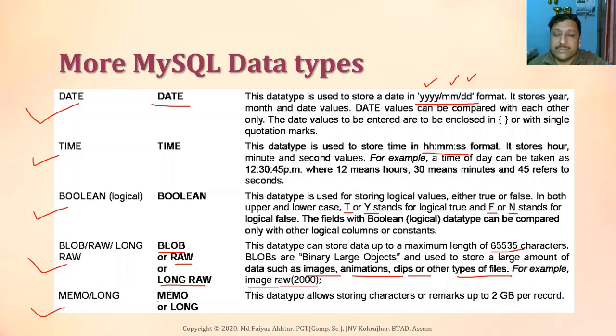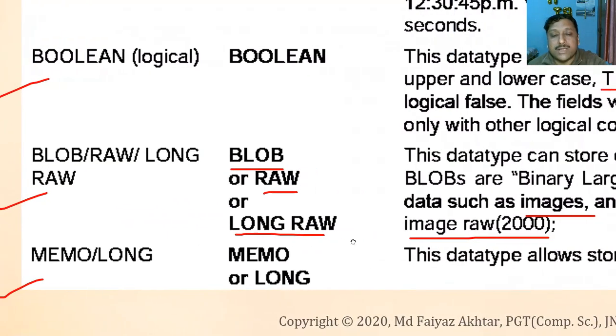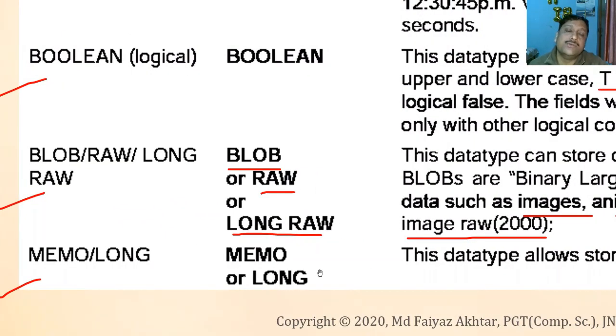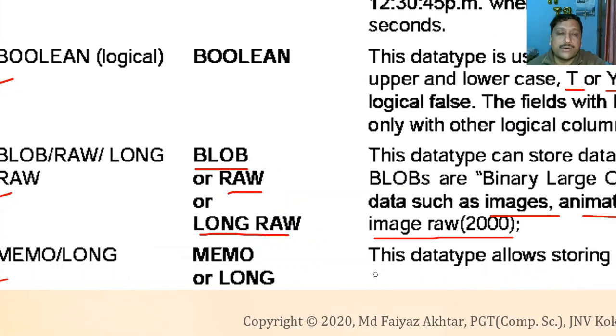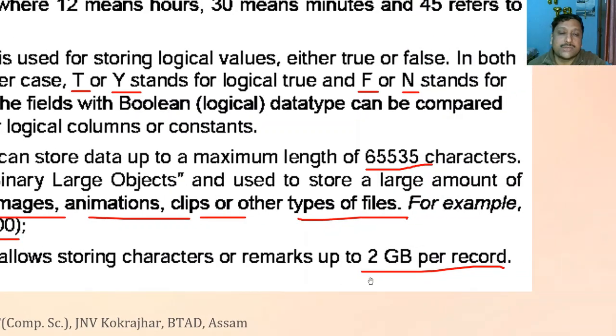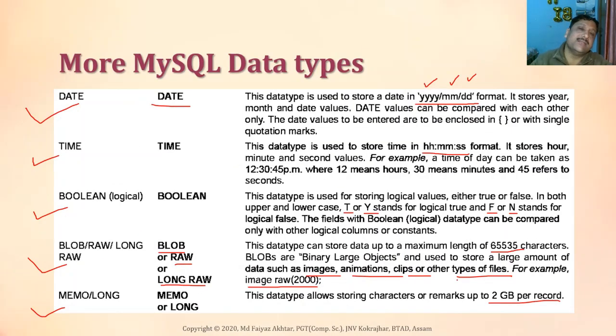The next data type is memo or long. We can give long or memo. This data type allows storing characters or remarks up to 2 GB per record. If we have a large amount of value to store for a particular row, then this memo or long data type is used, and it allows up to 2 GB of data to be stored in a single field, a single column. So many data can be stored in a single place.